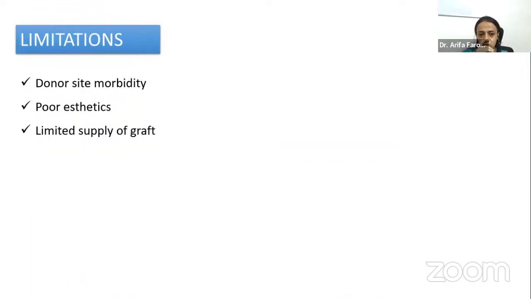What are the limitations of these autogenous techniques? One, there is donor site morbidity. Definitely, when we are doing a second surgical site, the morbidity is going to increase. There will be two surgical sites, one the donor site and one the recipient site. Second is poor aesthetics. When we do a free gingival graft, it gives a very patch-like appearance. I will show you the clinical cases in the upcoming slides, then you will be able to appreciate it. And also the limited supply of the graft. If we have to augment a very large area, then we can't harvest that much from the palate, right? So these are a few limitations that we have to address.